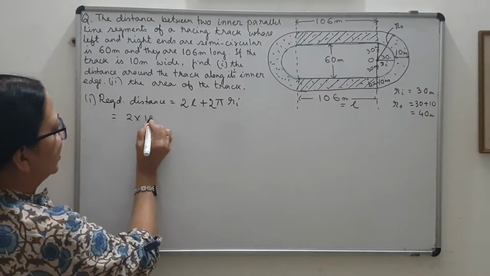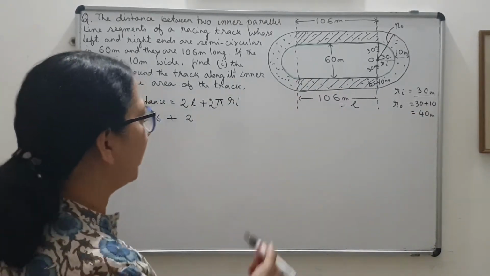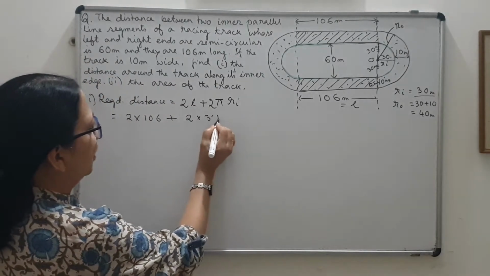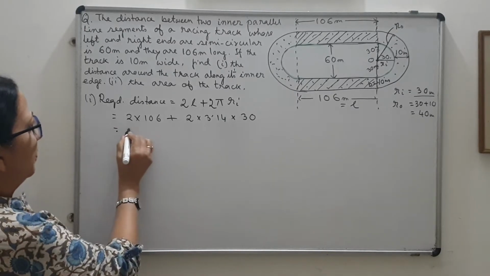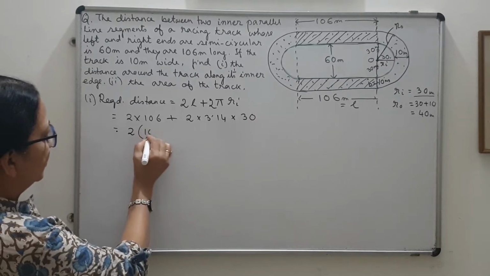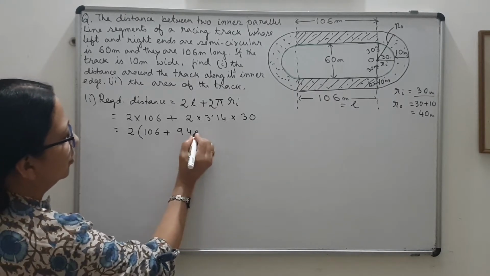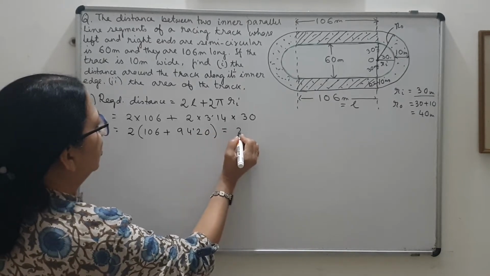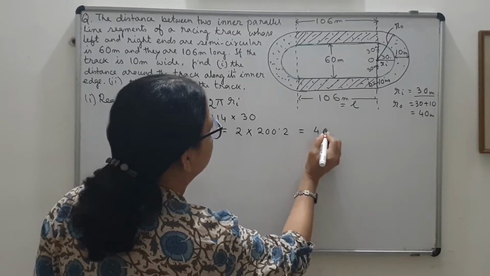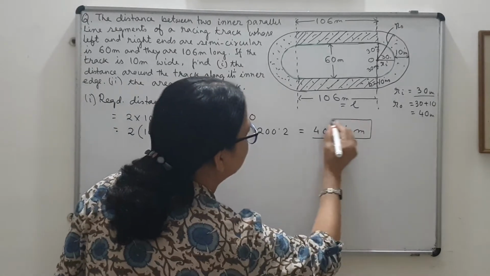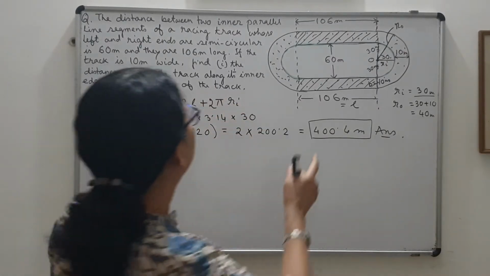So twice L is 106 plus 2 pi Ri, and Ri is 30. So 30 is not a multiple of 7, so I can take the value of pi to be 3.14, and Ri is 30. So I can take 2 common here also. 2 times 106 plus 30 into 3.14, which is 94.2. So this will be 2 into 106 plus 94.2, which is 200 plus 200.2. So the answer is 400.4 meter. So this is the answer of the first part. Okay, so in this way we calculate the distance along the track along its inner edge.